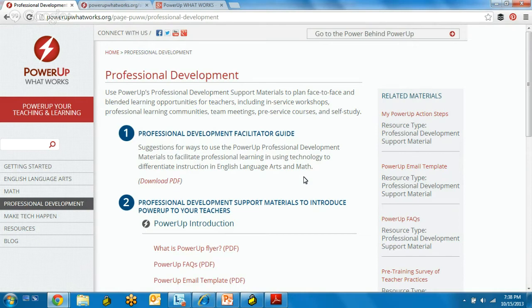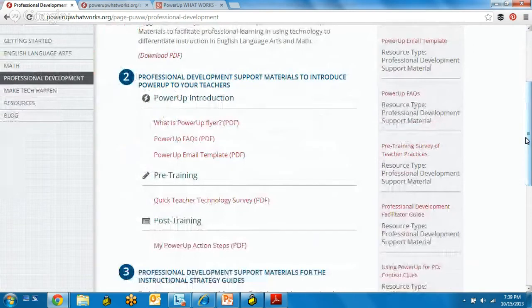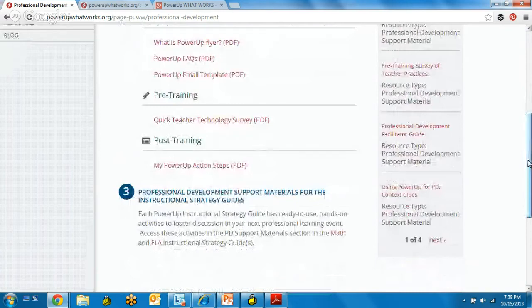And we have support materials. If you wanted to share anything you've learned from this webinar, go take this flyer. Use it. Share it. Share these questions, most frequently asked questions about PowerUp. We even have an email template that you can send out to share information about PowerUp and get others involved. So we've tried to really think ahead. We all come from school environments. We know what it takes to create that unified vision of what you're doing and actually take the steps across the school and within classrooms as well.